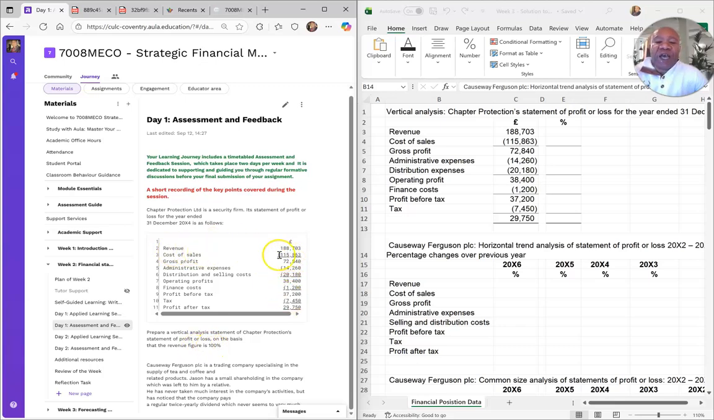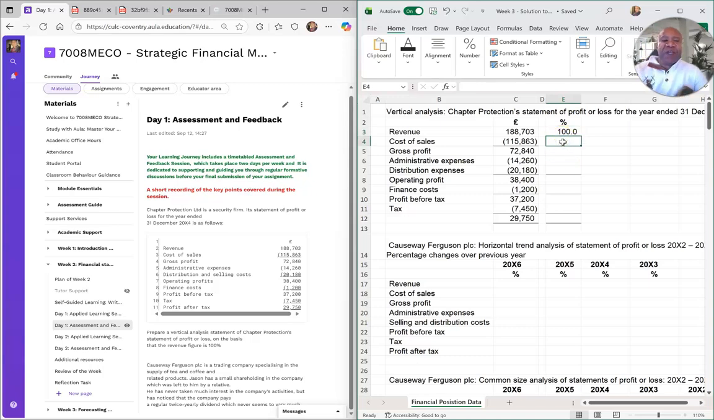So the revenue, as usual, is the base item, and everything else is compared to the revenue. Because the revenue is the base item, the revenue will be 100. Basically, when you divide something by itself, it is 1, which is 100%. So we start with the revenue, which is 100. The next item is to take the figure of cost of sales, divide that by revenue, and multiply that by 100 to get the percentage. Which means that cost of sales is 61.4% of revenue.